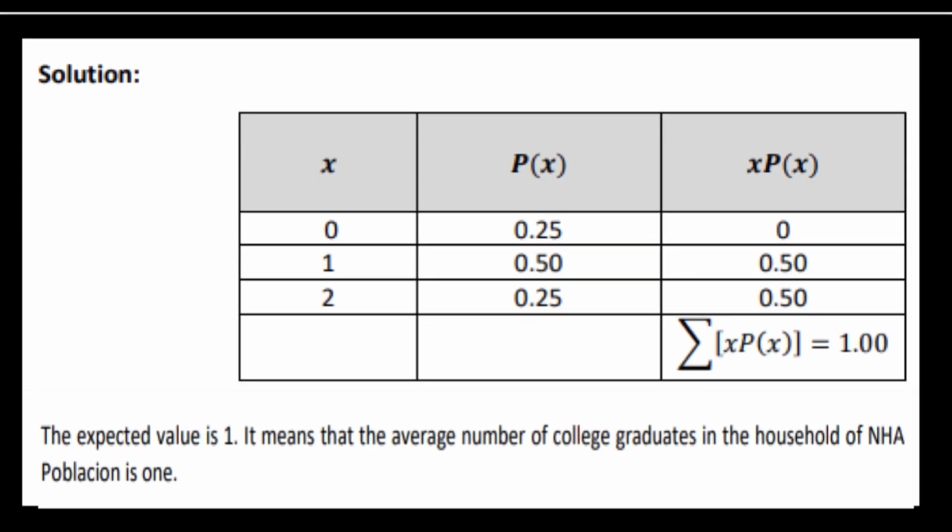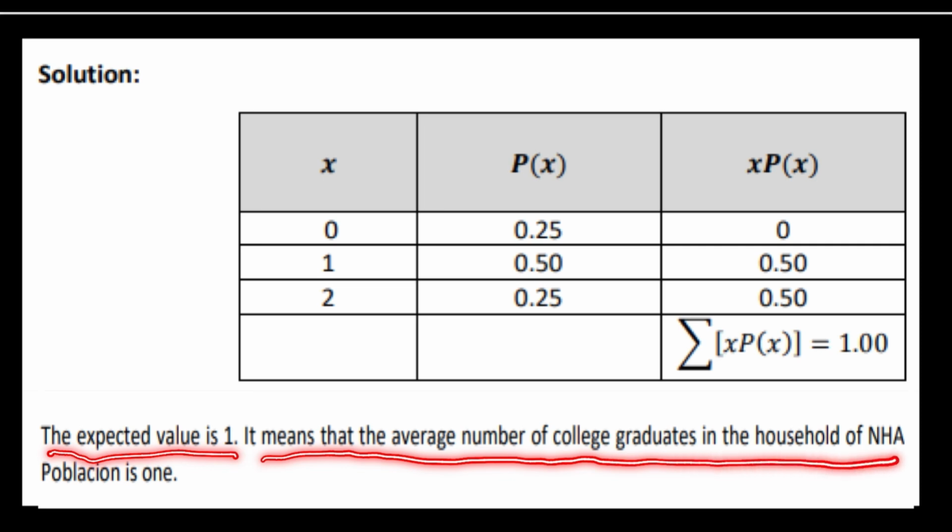Solution. First, let's make a table like this. So let x be our random variable 0, 1, 2, and the probability of x is 0.25, 0.50, 0.25. And the formula in getting the expected value is x times P of x or f of x, right? So let's multiply x and P of x. That is now 0 times 0.25 is 0, 1 times 0.50 is 0.50, 2 times 0.25 is 0.50. Adding these 3, we have 1. So therefore, the expected value is 1. It means that the average number of college graduates in the household of NHA population is 1.